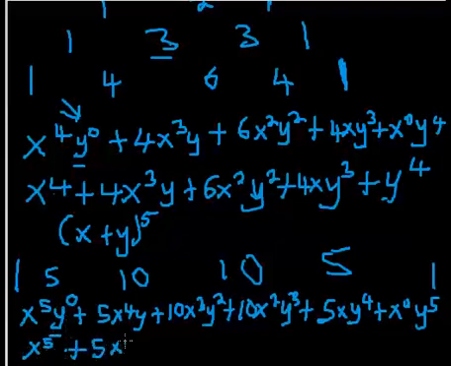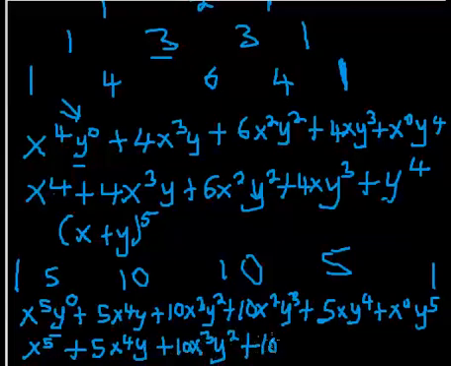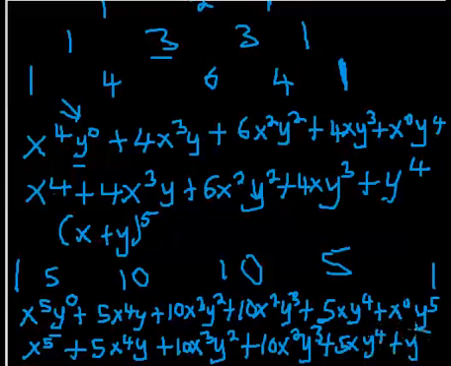So here we go. It's still gonna be the same thing. x raised to the power 5, plus 5x raised to the power 4 y, plus 10x raised to the power 3 y squared, plus 10x squared y raised to the power 3, then plus 5x y raised to the power 4, then plus y raised to the power, x raised to the power 0 is 1, so I have y raised to the power 5. Alright, so that's how Pascal triangle works.